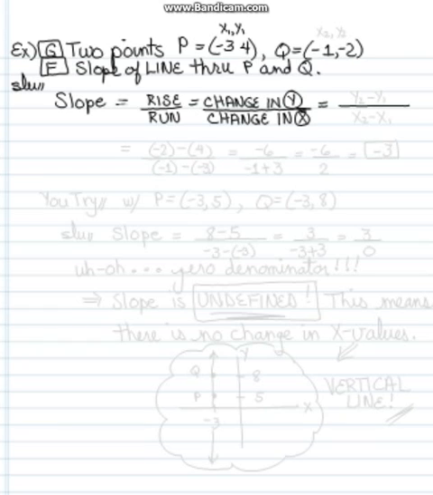Now I'm going to label x sub 1, y sub 1 for the first point, x sub 2, y sub 2 for the second point. So the difference in y over the difference in the x's. Plug the values in. We got -2 minus 4. On the bottom we get -1 minus -3.